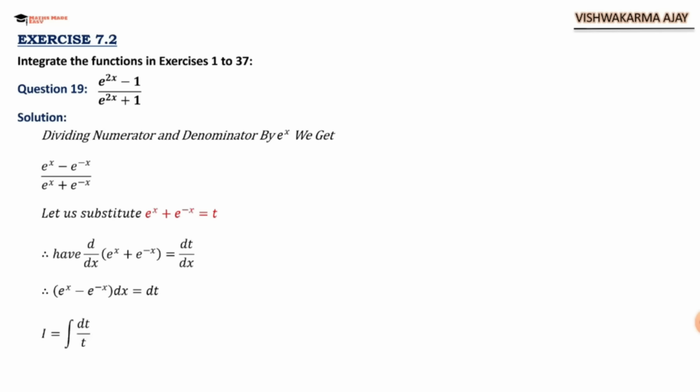So we have reached the integral of dt upon t. This can be written as log of t. We all know the integration of 1 upon x is log x. So the integral of 1 upon t with respect to t is log t plus c. Don't forget to resubstitute the value of t: log of e raised to x plus e raised to minus x plus c. Finish. Let's move on to the last one.